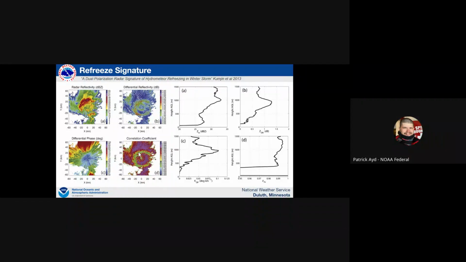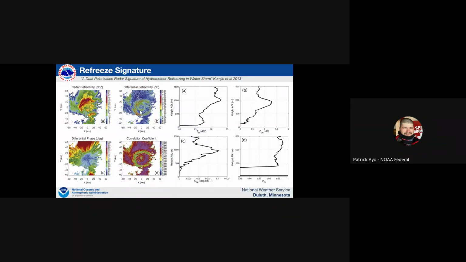In this case, notice this ring of melting in ZDR in the upper right, and here's CC. CC is reduced because we're getting melting, different hydrometeors, a lot of stuff going on that's not well correlated from pulse to pulse. Things are melting, so they're more horizontally aligned. And we've got bright banding, all pretty standard stuff.